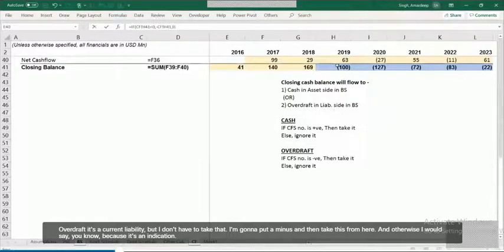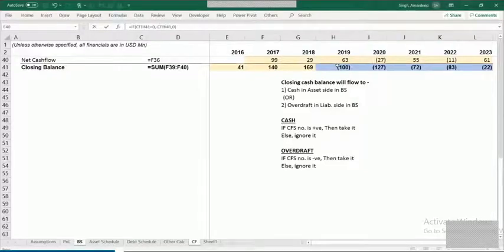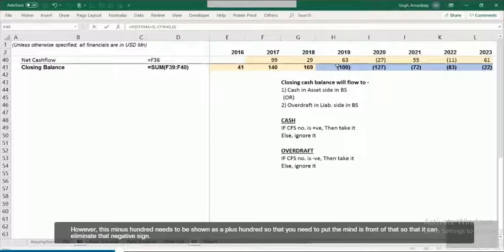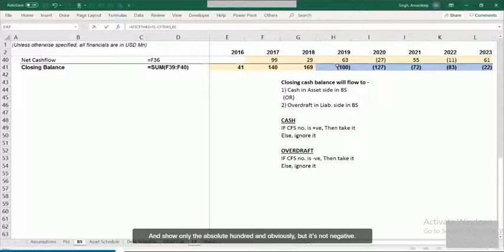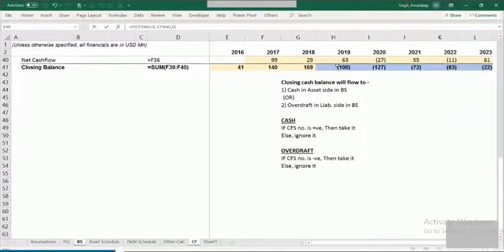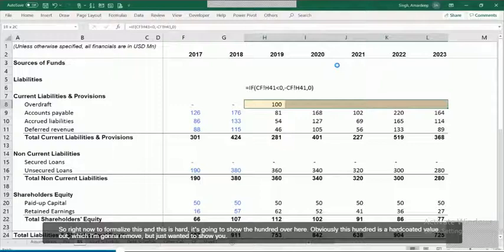Because it's an indication that if it is going to be negative, yes, I take it, the condition has been fulfilled. However, this minus 100 needs to be shown as a plus 100. So you need to put a minus in front of that 100 figure so that it can eliminate that negative sign from here and show only the absolute 100 value. And obviously, if it is not negative, then I don't show it. Right now, the formula is this, and this is how it's going to show the 100 figure over here.